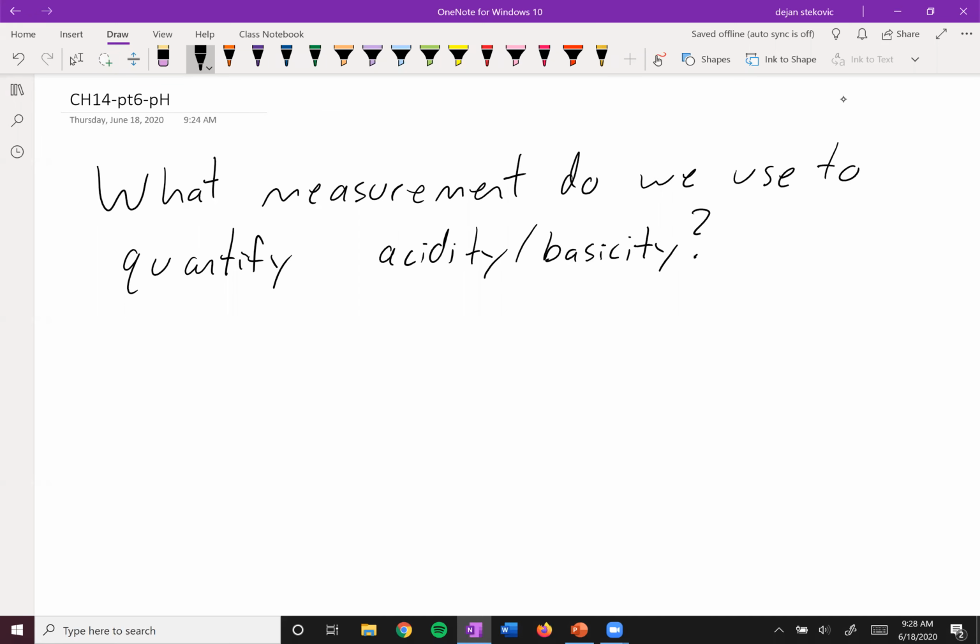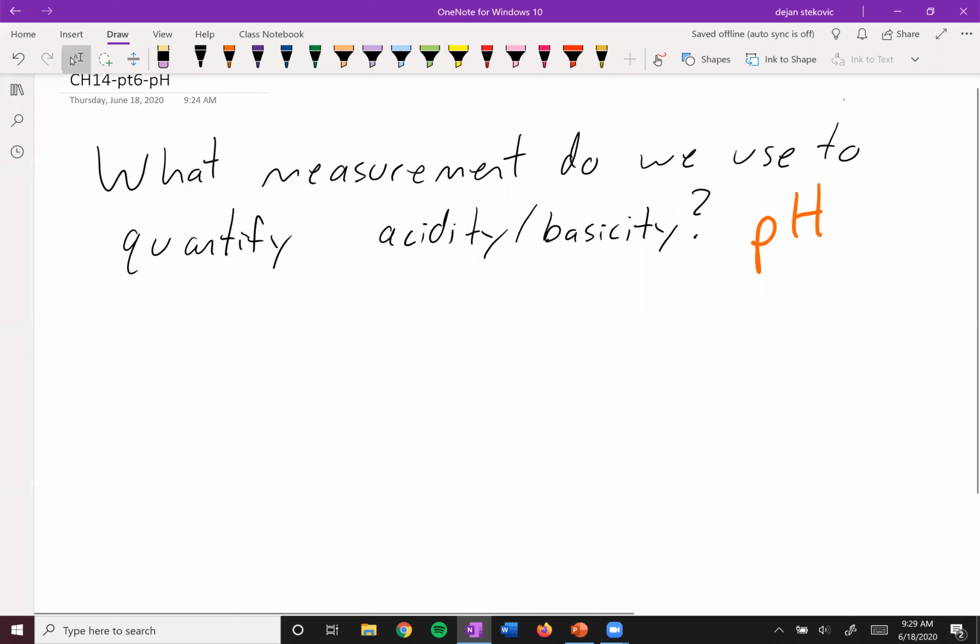All right, so we're talking about acidity, basicity of solutions. If you think about common day life, what measurement do we use to quantify how acidic or basic something is? That's going to be pH, right? You've probably heard the term pH before. If you have a pool, you have to keep it at the right pH. If you get some pet fish, it has to be at the right pH. You can talk about the pH of all kinds of different things. But what does it actually mean? So let's take a look at what it means.